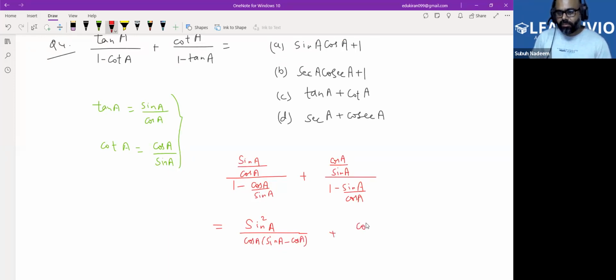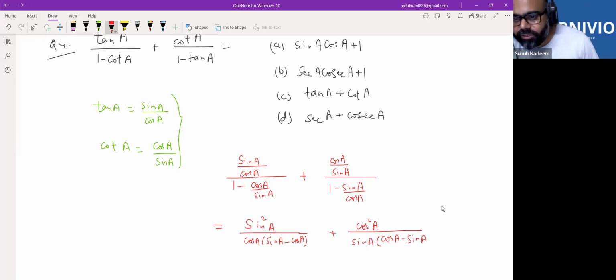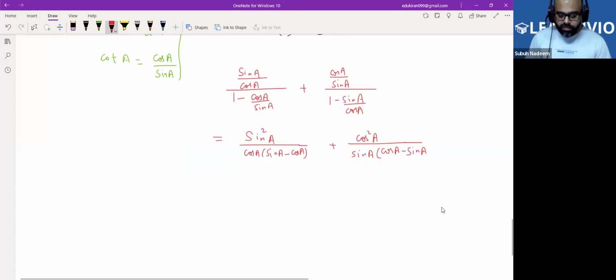Cos square A by sin A into cos A minus sin A. Fine. Now, what is the next step which we will do? Sir, can we cross multiply? We will take LCM.